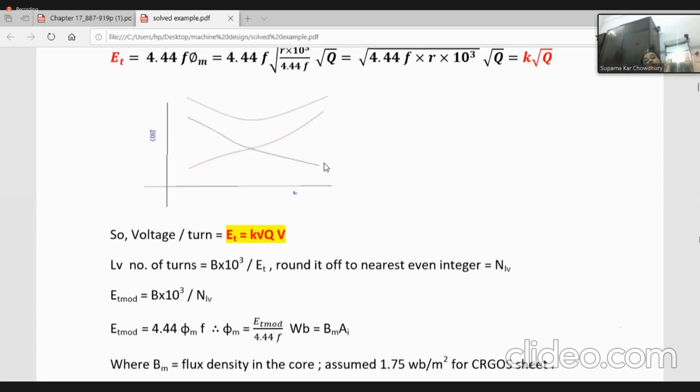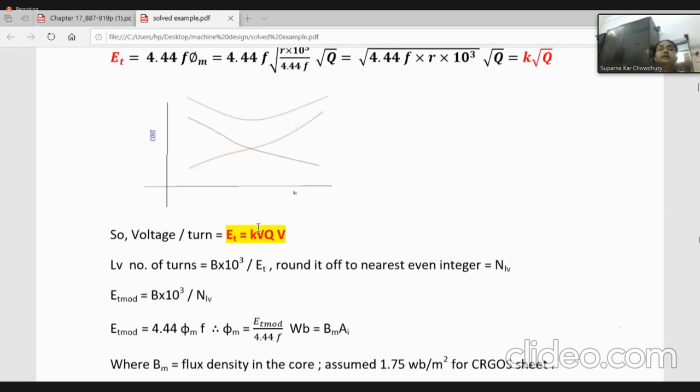But it can be shown that the minimal cost, that is the summation of these two, this is a rough figure, just a hand-drawn figure, which will be the summation of these two. This will change like this. The minimum occurs at this point where copper cost is equal to the iron cost. So this is the minimum cost point.